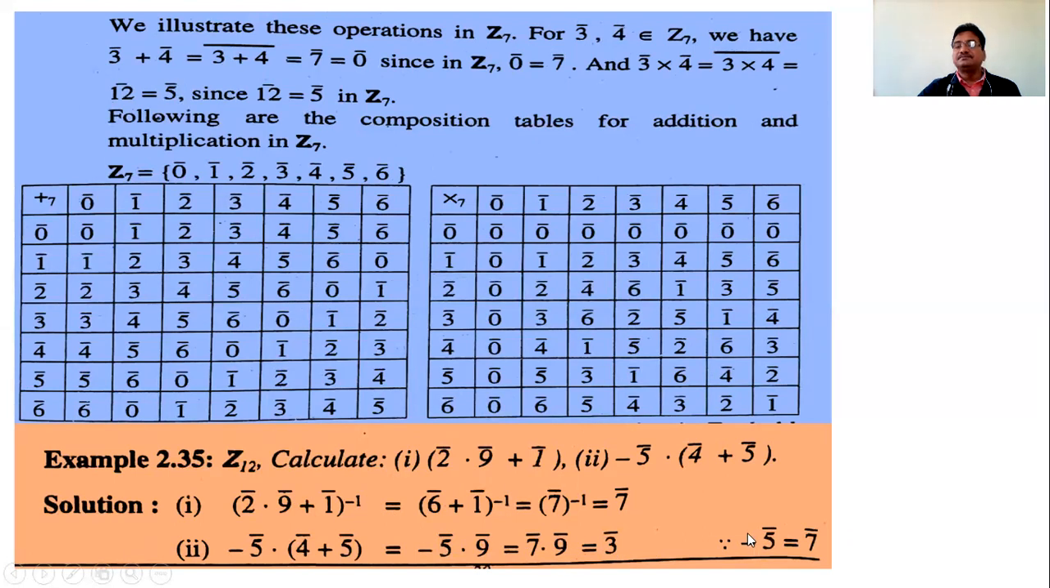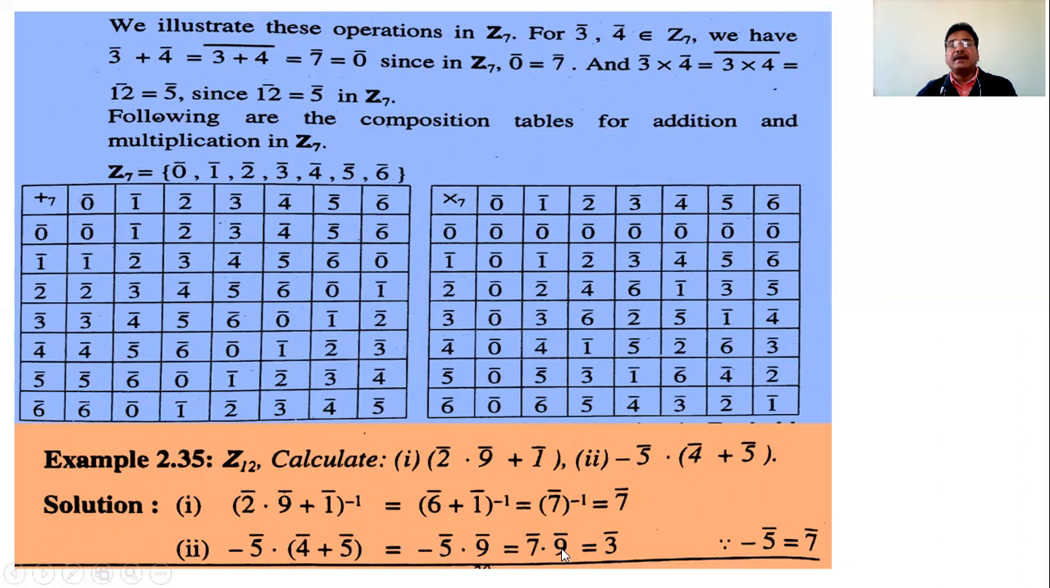So if you divide minus 5 by 12, then the quotient is minus 1. Because quotient may be negative, but remainder is always positive. So if you apply the division algorithm, then what is the equation? Minus 5 is equal to 12 into minus 1 plus 7. So 7 is the remainder. So minus 5 bar is 7 bar. Actually, this is the additive inverse of this 5 bar. 7 bar is the additive inverse. And we will find this in the next lecture, how we can find this minus 5 bar. It is 7 bar, and 7 bar into 9 bar is what?